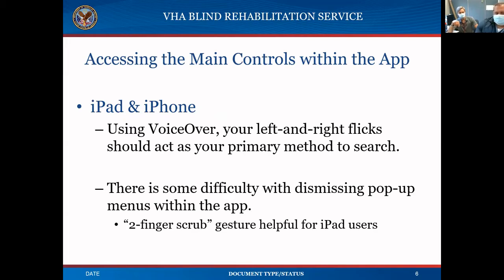So when you're using VoiceOver, pretty much you simply put one finger down, and left and right flicks should act as your primary method to search through the various control options within the app. We kind of call that your go-to. There are other ways you can do it, like something called a rotor, and there are different options, but generally your left and right flicks will navigate you forward and backward, and from what we found, all the controls have been labeled and they should read accurately. That's a good go-to for you.